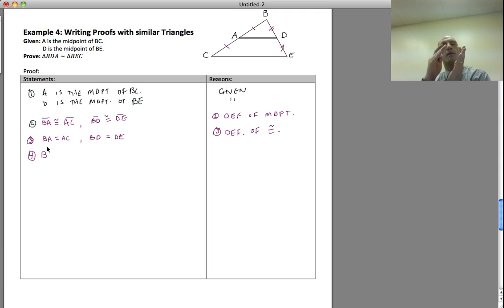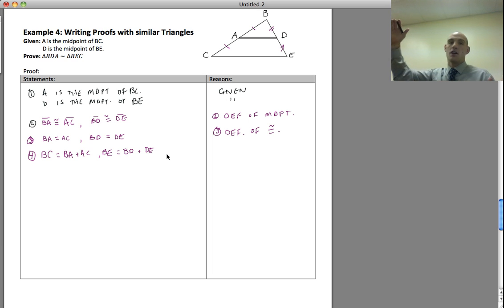We've already said something about the small sides, like AC and BA. But let's talk about the side as a whole. We know that BC is equal to BA plus AC. We also know that BE is equal to BD plus DE. We need to talk about the whole side, because if we're going to compare the little part to the big part, we need to know, what does the big part actually equal? Well, we know that it's 2 times one of the little parts, but we need to actually have a statement that says, hey, it's 2 times the little part.